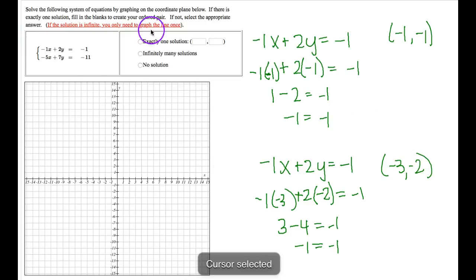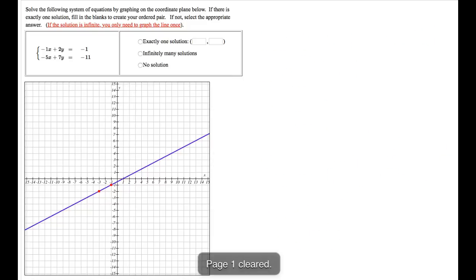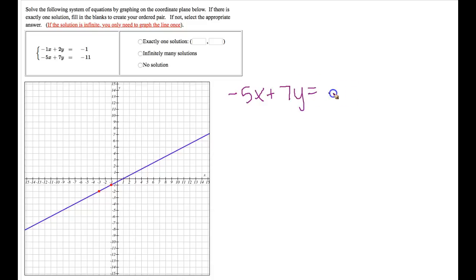So now I have 2 points I can plot to make this line. So I'm going to put 1 point at negative 1 comma negative 1, which is down here. And then I could put another point at negative 3 comma negative 2. So that would be my second point. So that's the line for the first equation. But now I need to graph the second equation. So same process, except now we're looking at the second equation. So here we have a negative 5x plus 7y equals negative 11.